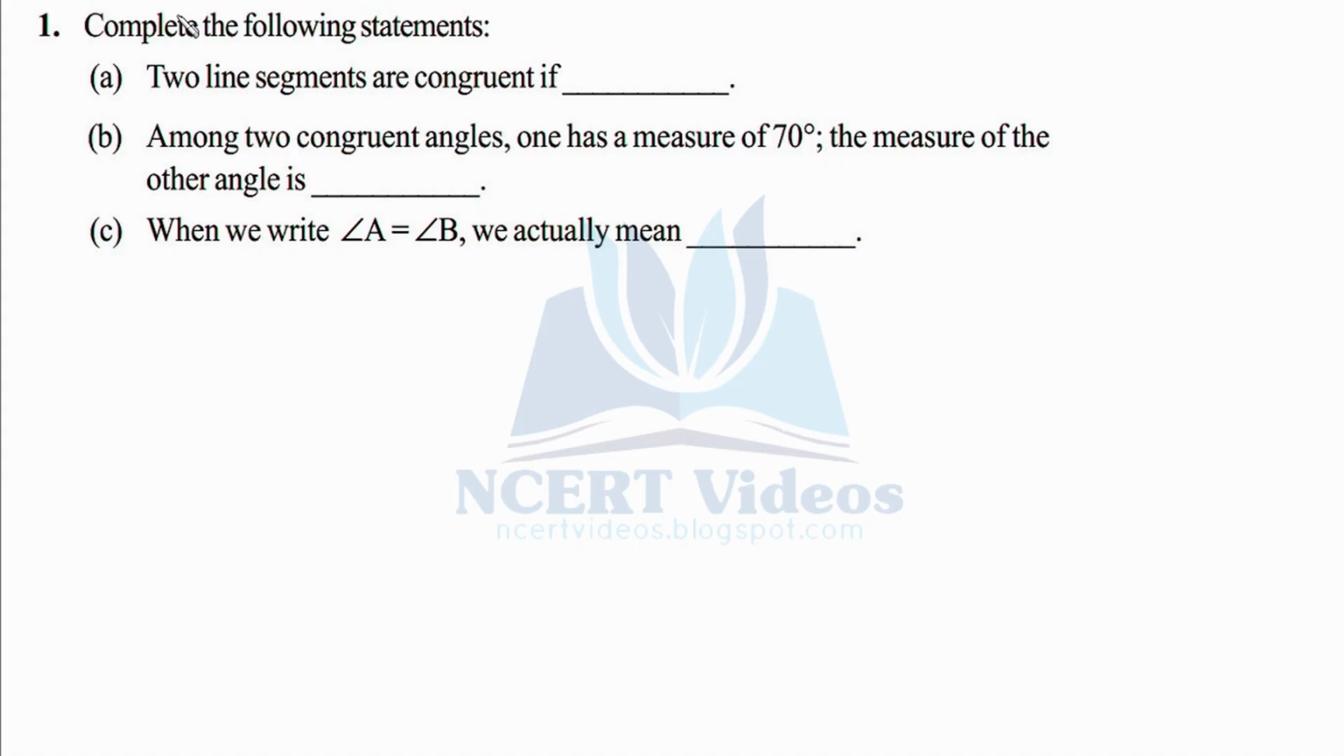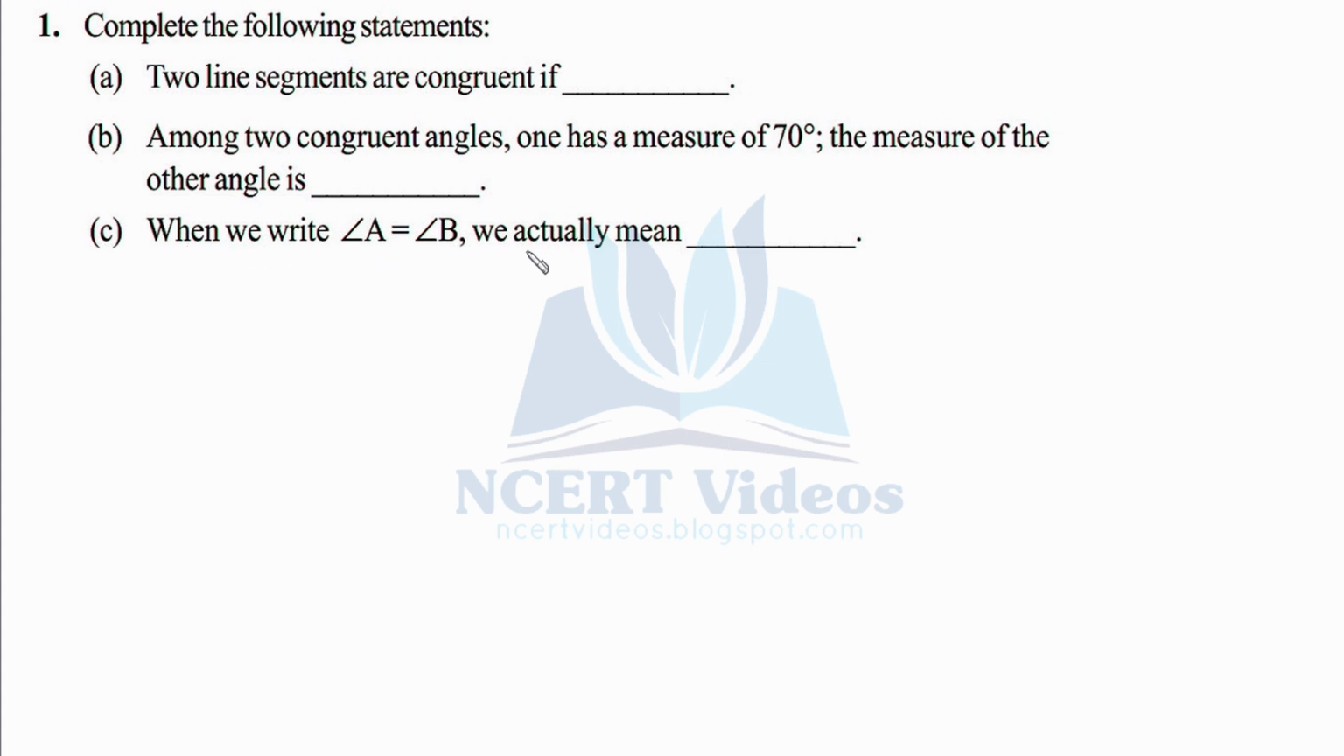Question first. Complete the following statements. The statements are: A. Two line segments are congruent if B. Among two congruent angles, one has a measure of 70 degrees. The measure of the other angle is C.